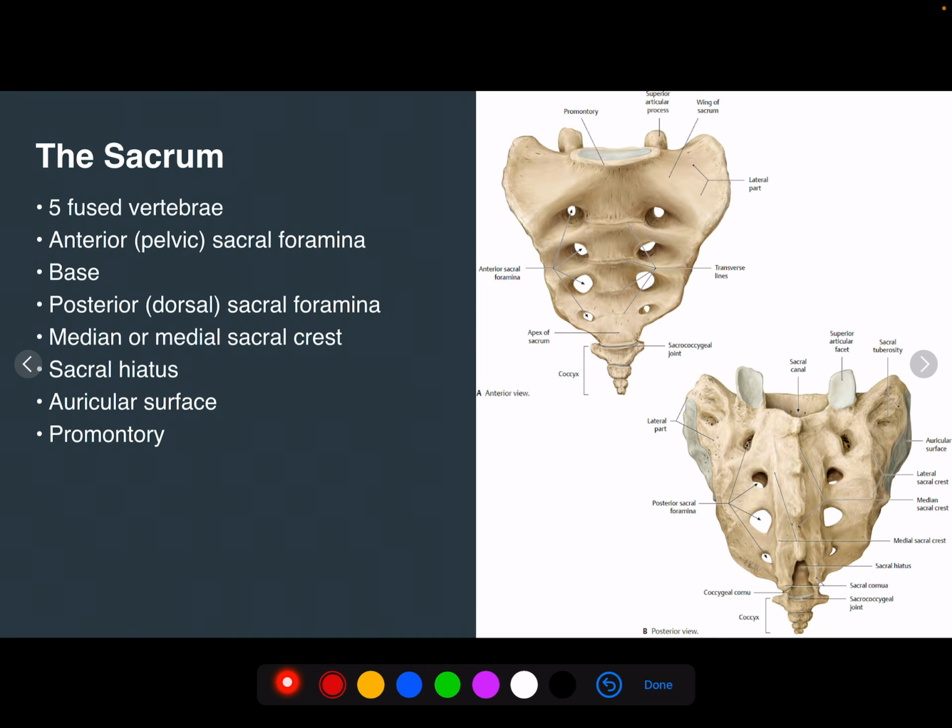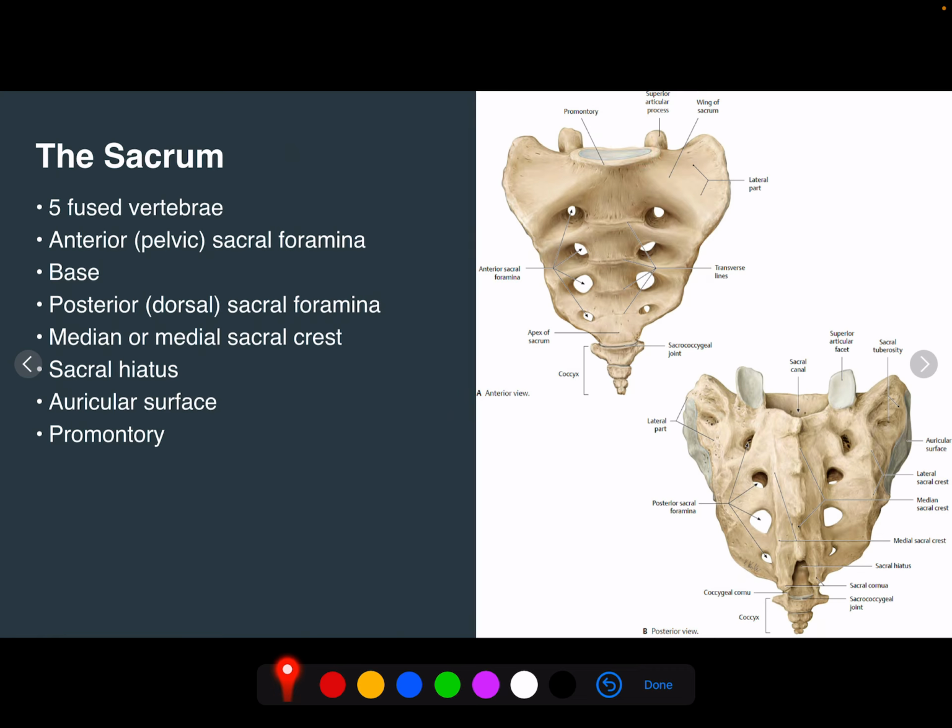Okay, moving on to the sacrum. The sacrum is composed of 5 fused vertebrae, okay? And it forms into this singular triangular bone, but know that 5 fused vertebrae form the sacrum. We have our anterior sacral foramina and our posterior sacral foramina, okay? We have our base, which is going to be what articulates with the body of L5.